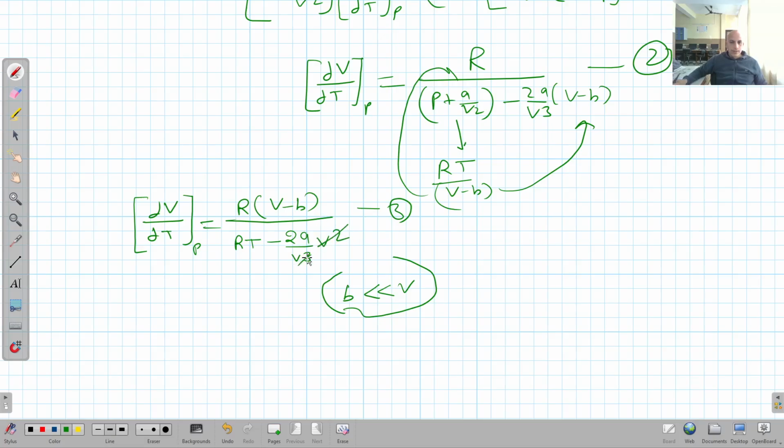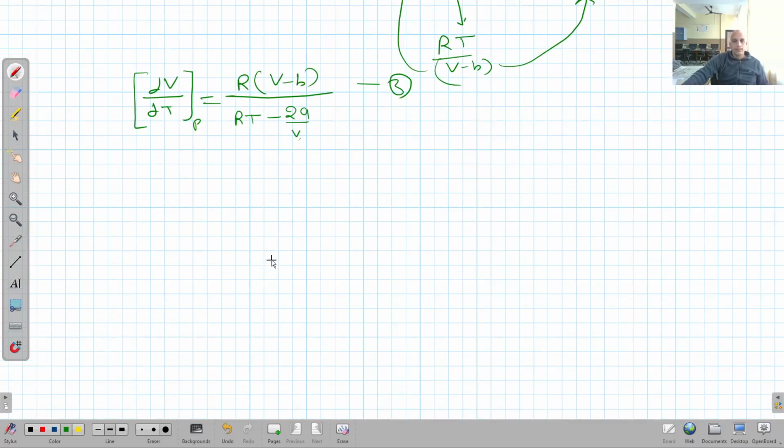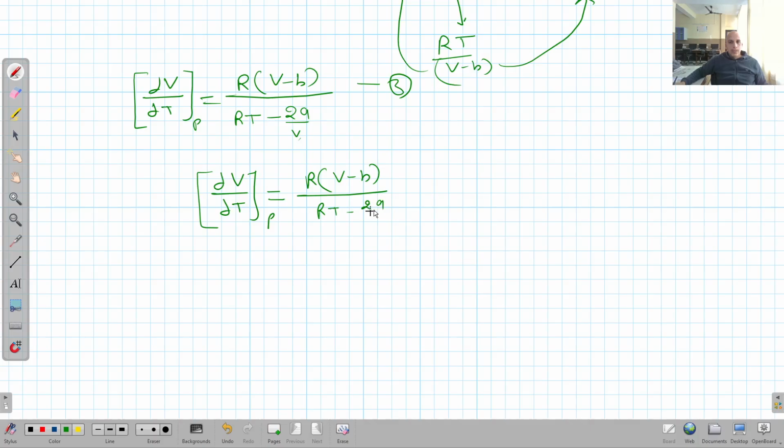So it will get cancelled. We will get left with only B here. When we apply this condition, we are left with V only. Then I will simplify it further. It will give me (∂V/∂T)_P = (RV − ... ) divided by RT minus 2a upon B.